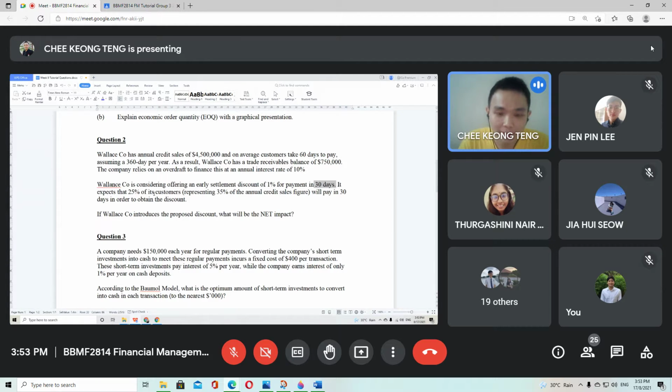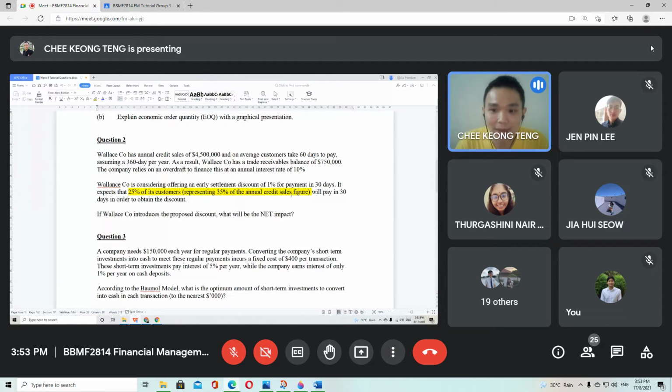It expects that 25% of its customers, representing 35% of the figures, here. Actually, this question, I get this one from your BPP textbooks. So it's a little bit tricky here. So which percentage do you follow? Definitely we follow the figures, because the customers, this one I then refer to the number of the customers. Some customer that order more, some customer that order lesser one. You cannot just use 25% times your whole figure. So this one we will follow the 35%. We based on the figures, not based on the number of your customers.